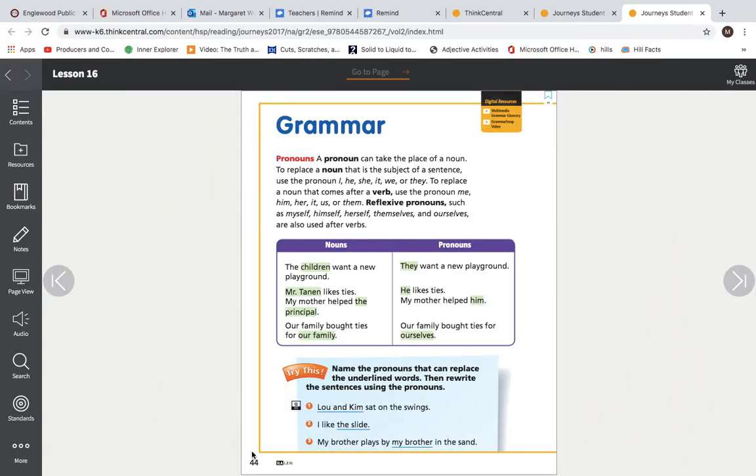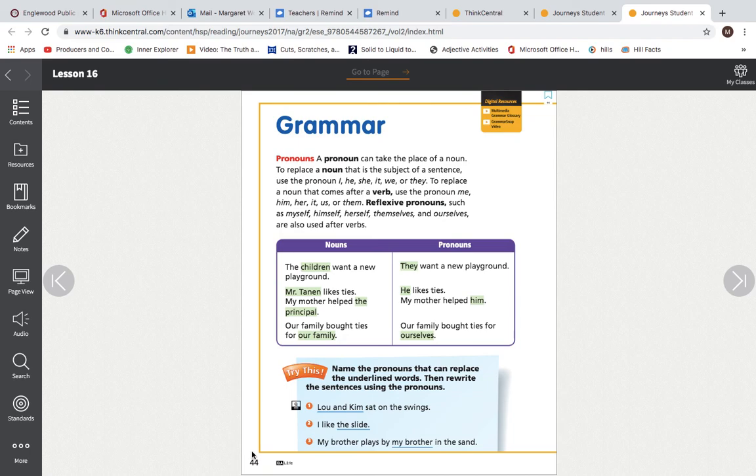So, and I'm pulling this page right from the student textbook, it's page 44. They talk about what we just went over in the chart, and also it talks about reflexive pronouns. That's something that's not covered in today's lesson, but it will be later on in the week. These are pronouns such as myself, himself, herself, themselves, ourselves. And these are always used after verbs.